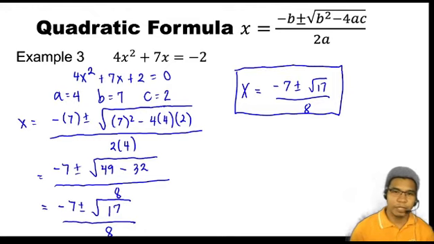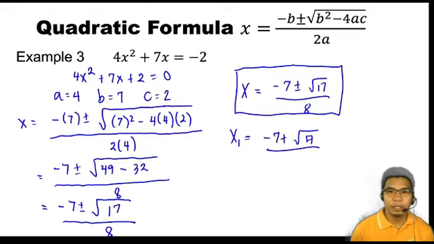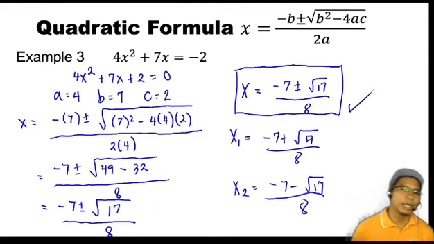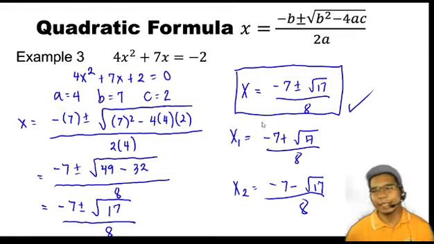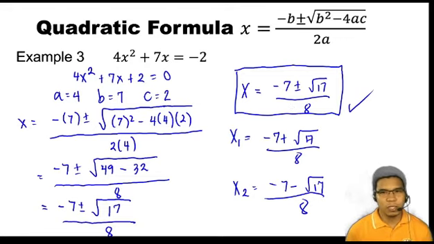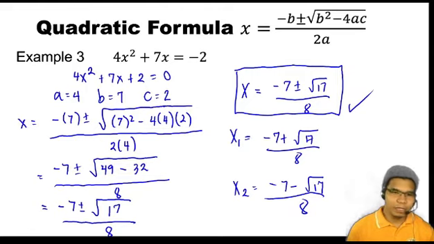Ayan. Pwede rin nating paghiwalayin. Ang x sub 1 ay negative 7 una positive square root of 17 over 8. Tapos x sub 2 is negative 7 minus square root of 17 over 8. Pero pwede na to yung magkasama. Ang i-combine lang natin, yung paghiwalayin natin ng solution will be kapag perfect square siya. Okay? Pero sa number 3, pwede na to. Yung negative 7 plus and minus square root of 17 all over 8. Okay? So that is for example number 3.